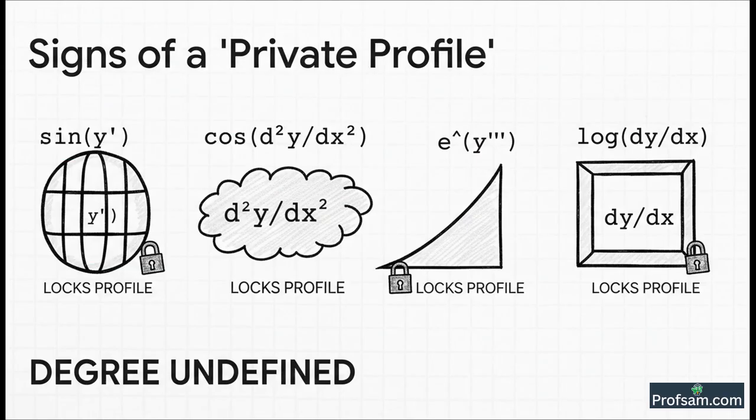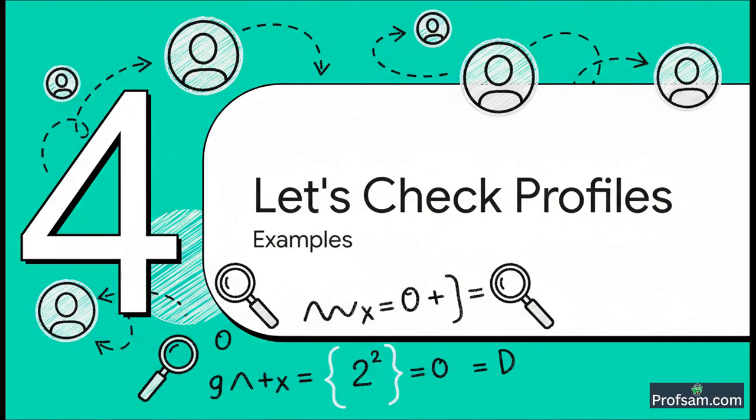It's actually very easy. Just look for these red flags. If you see any derivative, doesn't matter if it's y' or d squared y over dx squared, trapped inside another function like sine, cosine, e to the power of, or a log, then that's it. The profile is private. The degree is immediately not defined. Okay, enough theory. Let's actually put this into practice. It's time to check some profiles and see if you can spot the order and degree like a pro.